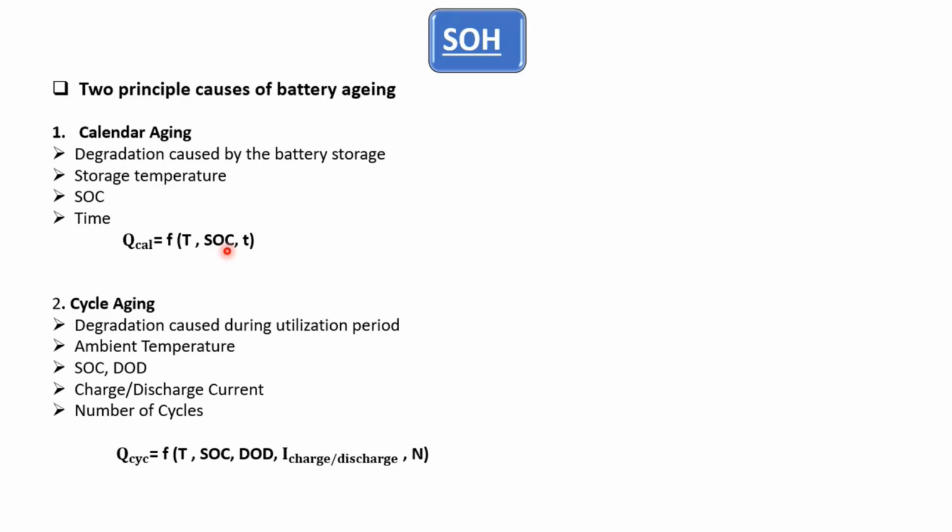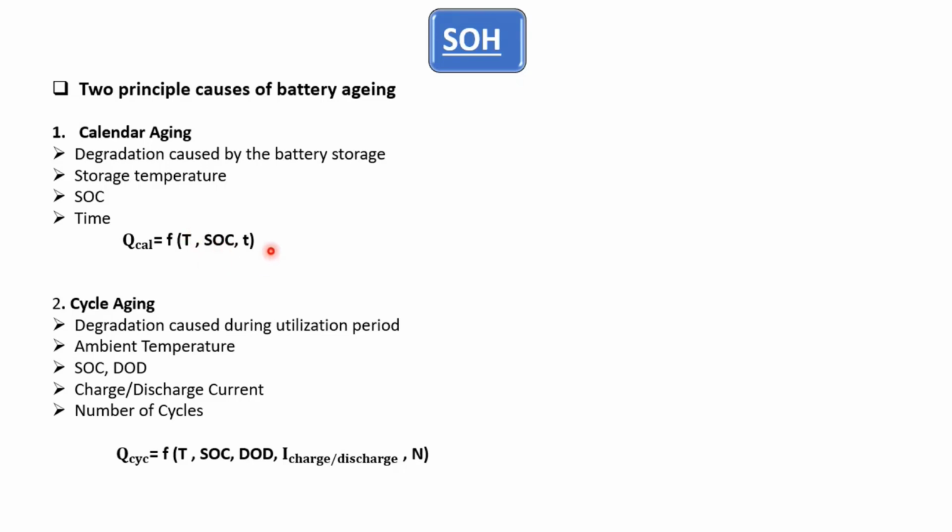So it's a kind of self-discharge process. Calendar aging is self-discharge. Cycle aging is where externally we are charging and discharging. Okay. So these are just simple parameters.